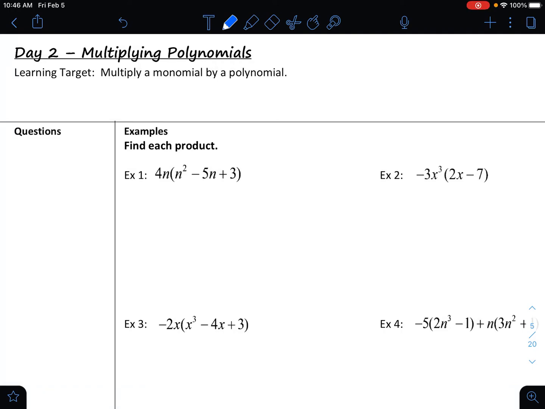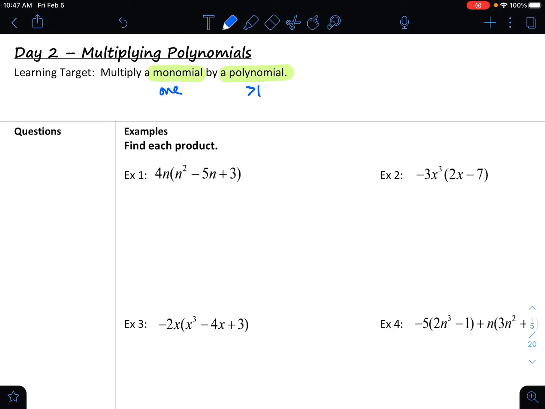Today we're going to move on to day 2. We are going to be multiplying polynomials. And so if we look at our learning target here, we are going to multiply a monomial by a polynomial. So reviewing some of that vocabulary, monomial is one term. Polynomial is, I'm just going to put here, greater than 1.